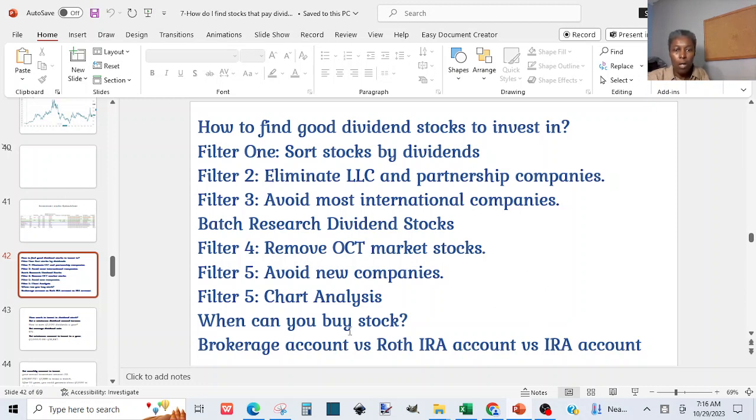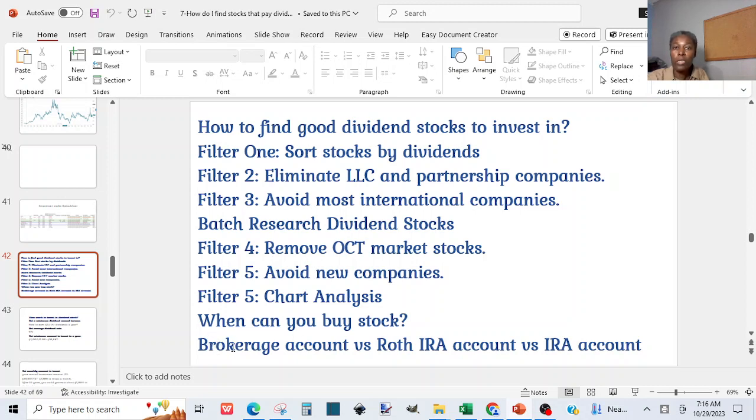A brokerage firm allows you to access your money anytime you want. If you want to trade the stocks, sell the stocks, or withdraw the dividend paid, you can do that without the government telling you when you should take money out of the account.